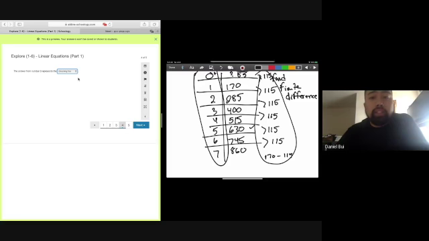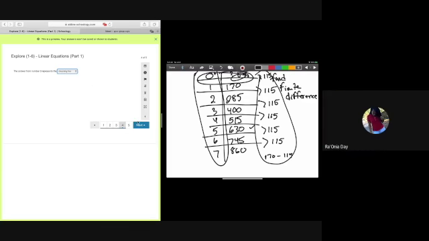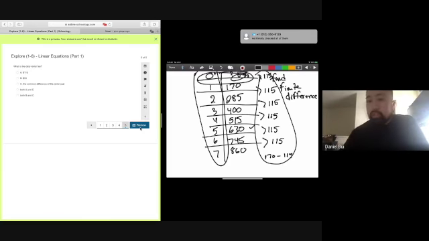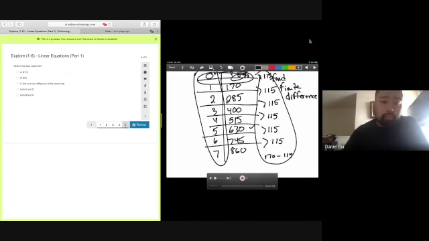Does that make sense? Mhm. It doesn't matter if you stay there 7 days or not. You're always going to be charged the $55 for the cleaning fee. Does that make sense? Yes. Okay. So let's go to number 5.